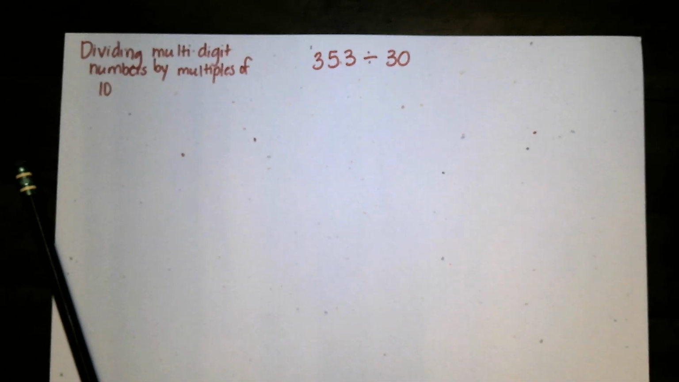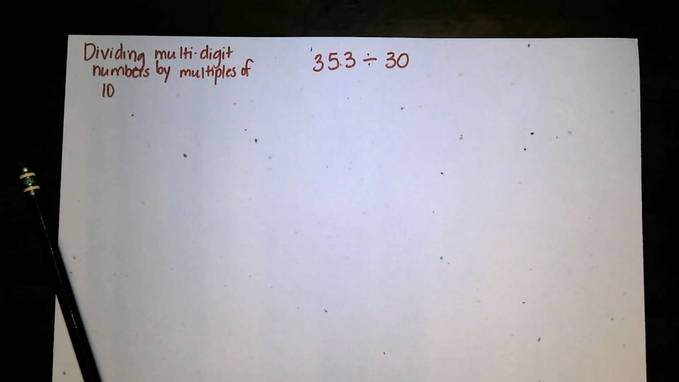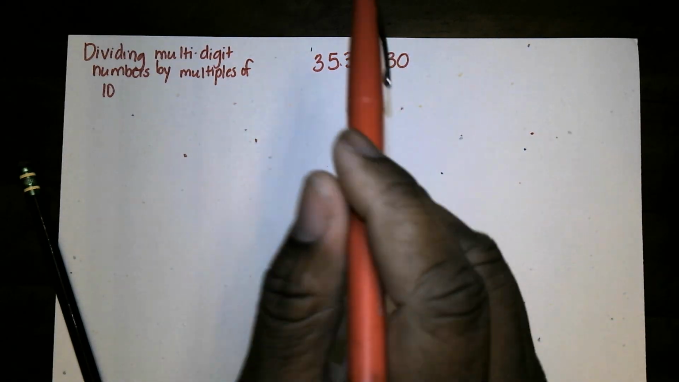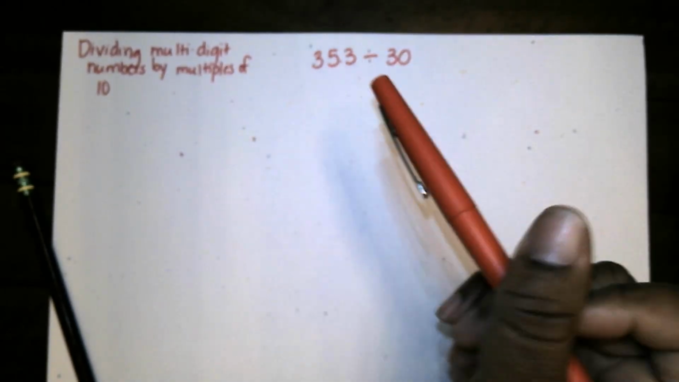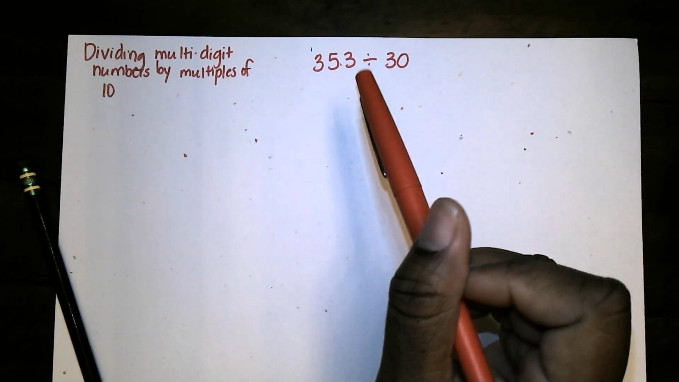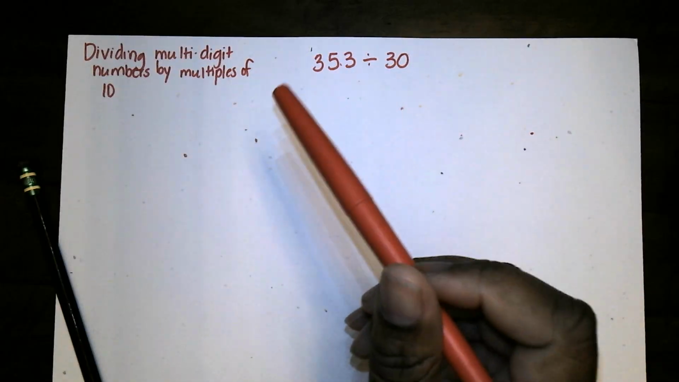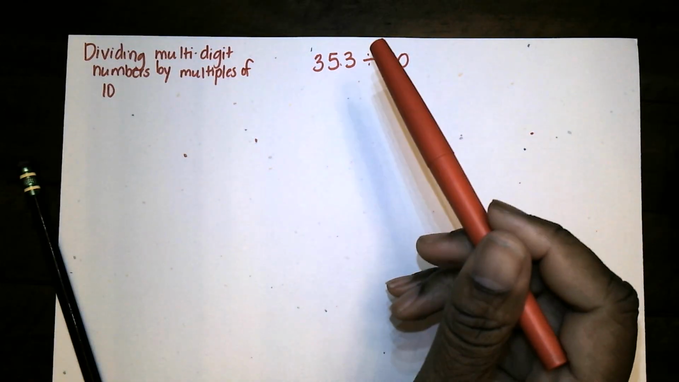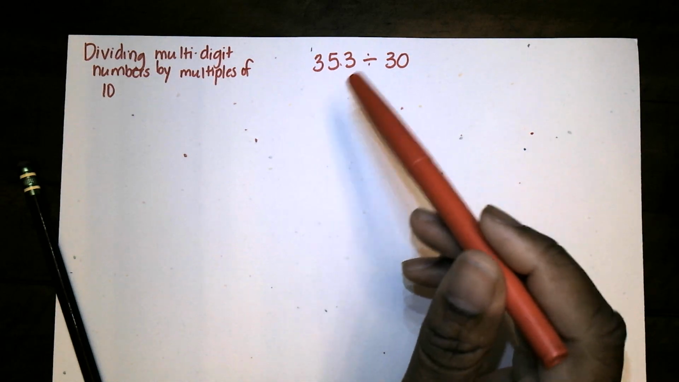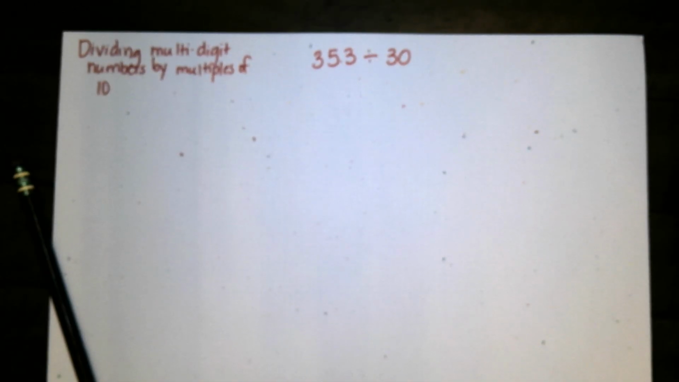Good afternoon, everyone. In this video, I'm going to be showing you the strategies that we're using to add on to our knowledge about dividing multi-digit numbers. We're going to be dividing multi-digit numbers by multiples of 10, and this will be drawing on our prior knowledge about multiplying by multiples of 10 or multiple powers of 10. That will be something that comes in handy when we're thinking about this.